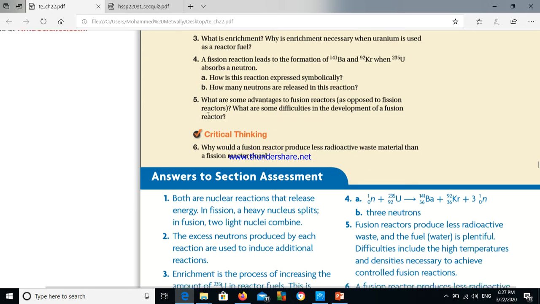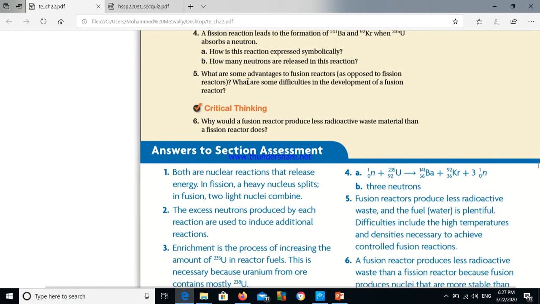Question 5. What are some advantages to fusion reactors as opposed to fission reactors? What are some difficulties in the development of a fusion reactor? Fusion reactors produce less radioactive waste, and the fuel, water, is plentiful. Difficulties include the high temperatures and densities necessary to achieve controlled fusion reactions.